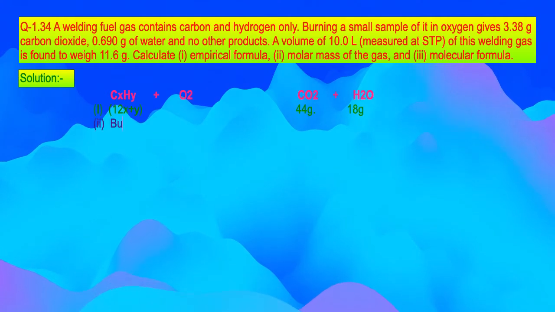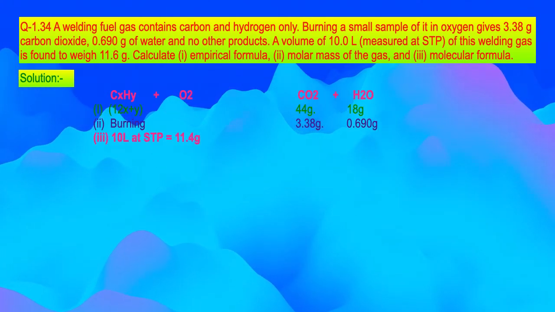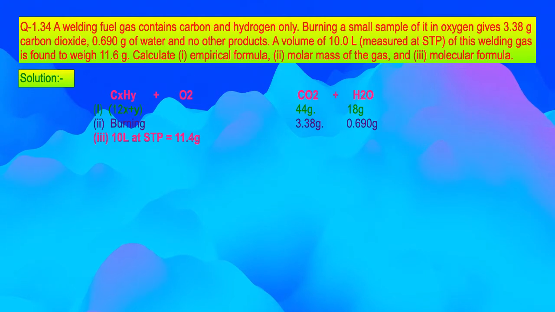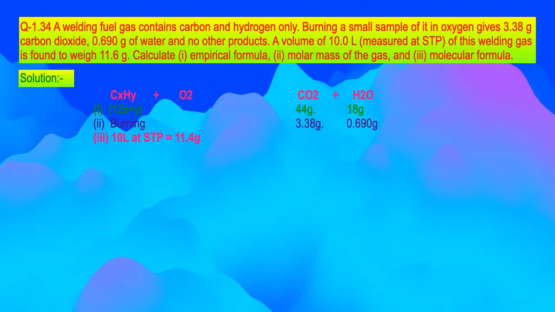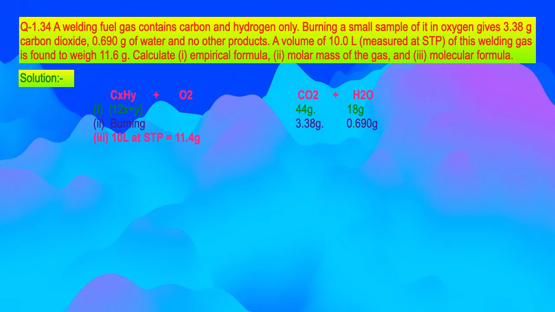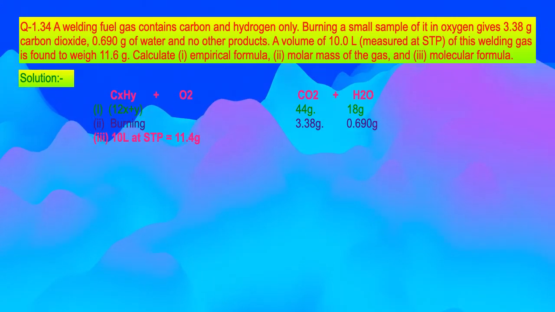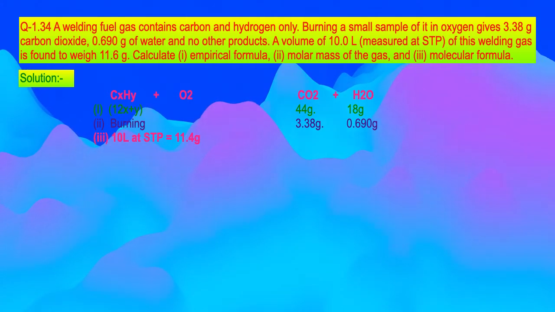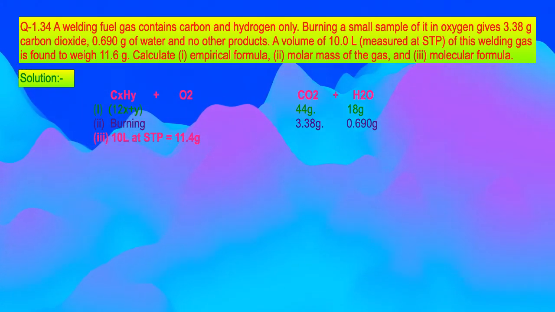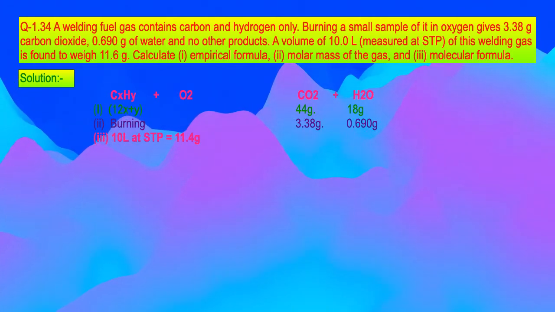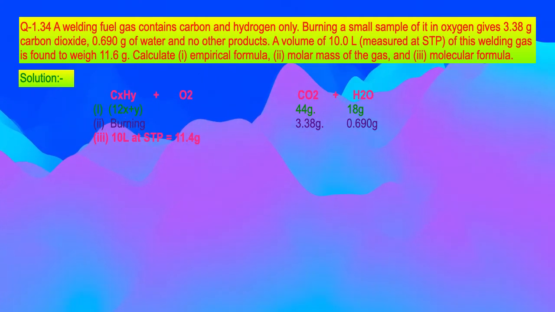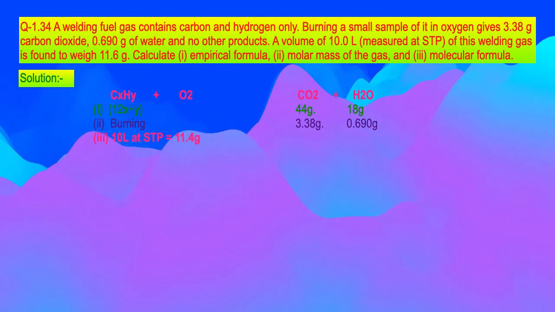How will we solve this? First of all, we will write the equation for burning. Suppose we have the gas CxHy. Any gas will burn in air and we will get CO2 and water. If we take the standard masses, C is 12x plus H is y, and we get 44 gram, but it will not give the correct data because we can't balance this equation and stoichiometry will fail here. It will not solve this numerical for this reason.